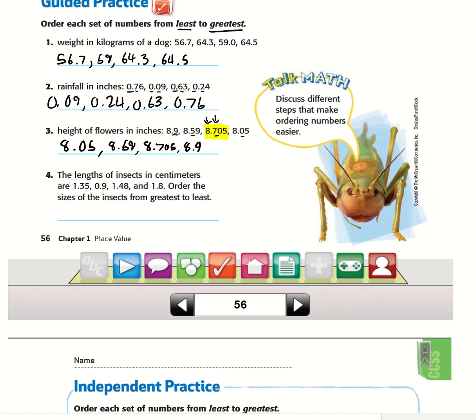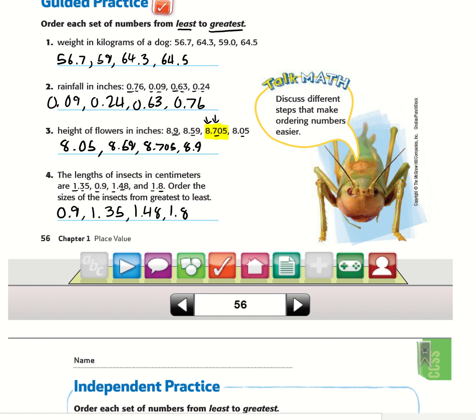Number 4, the lengths of insects in centimeters are 1 and 35 hundredths, 9 tenths, 1 and 48 hundredths, and 1 and 8 tenths. So I'm looking at my ones values. I have a 0, so that's going to be my least, so that's 9 tenths. And then all of them have 1s, so I'm looking at my tenths place. So 3, 4, and 8. I have 1 and 35 hundredths, 1 and 48 hundredths, and 1 and 8 tenths.